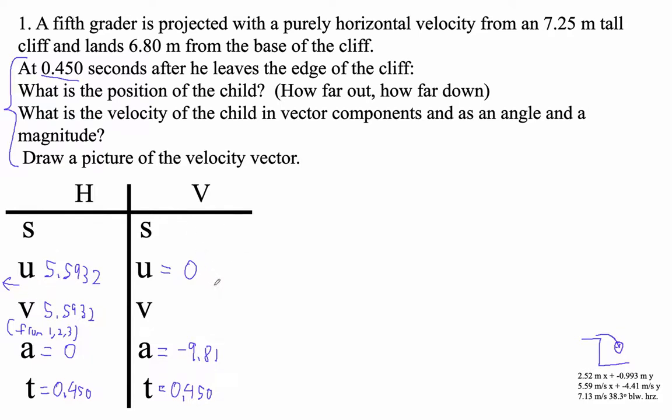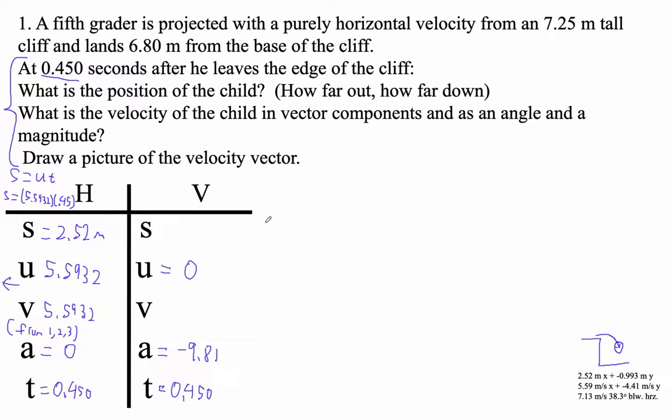On the vertical side, let's see, I can figure out the displacement. I'm going to use S as UT. I'm sorry, on the horizontal side. So S is going to be 5.5932 times 0.45, and that's the horizontal. I'm going to grab that number again and multiply by 0.45. I'm getting 2.52 meters. And I know I'm not going to use that for anything else, so I don't need to worry about rounding it.